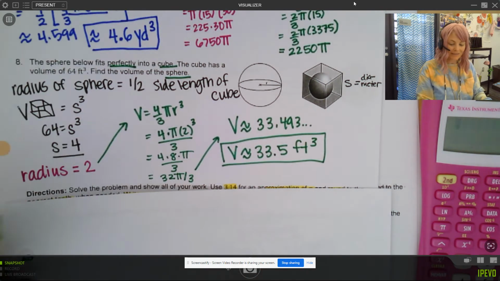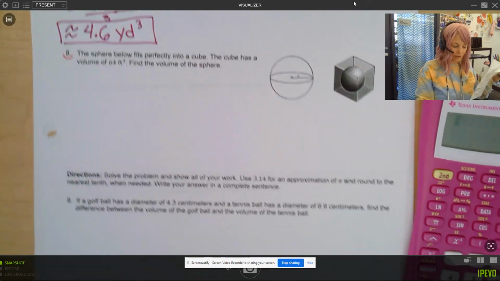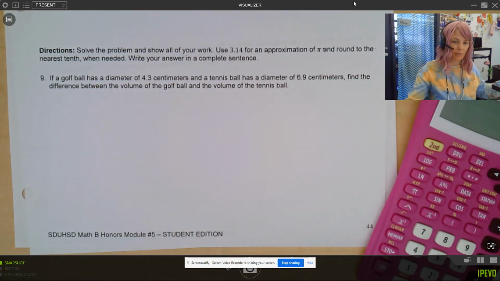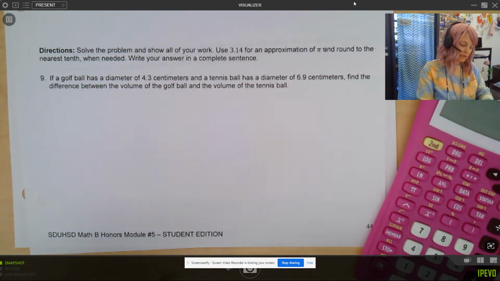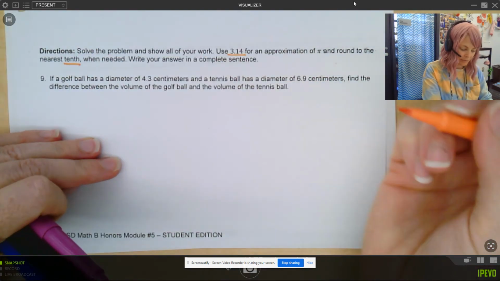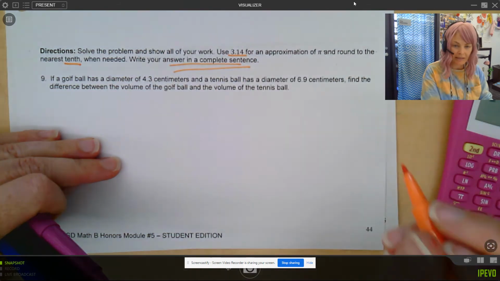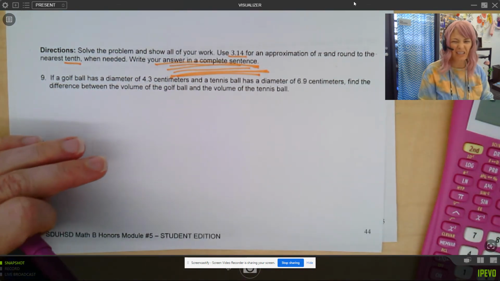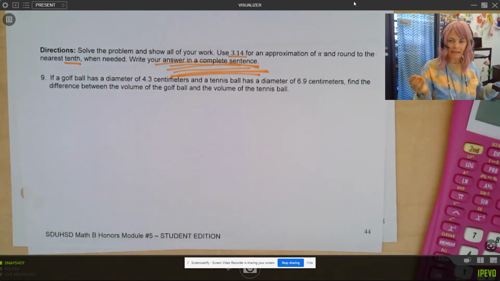Nice. So let's apply our knowledge to some word problems. So we're going to be solving these word problems. We're going to show all our work. We're going to use 3.14 to approximate pi. We're going to round to the nearest tenth when needed. We're answering in a complete sentence. I'm going to underline this like so many more times because some of you guys have been skipping this. So don't skip it. If it's in the directions, it's worth points.